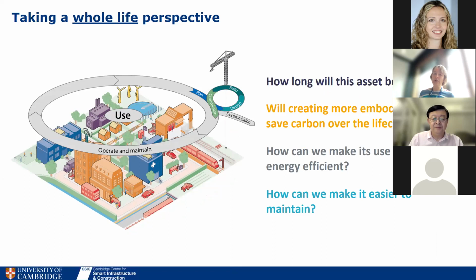If we're building a new asset, should we invest a bit more carbon now to save carbon over the life cycle? Well, that depends on how long the asset will be used for. So if we get that calculation wrong, we can overinvest in carbon. And that's important because carbon remains in the atmosphere for 100 to 200 years. Can we make anything that we're building more energy efficient? How can we make it easier to maintain so that maintenance uses fewer resources and is quicker and easier to do so that we can keep our infrastructure operating at the required level? All of these things are part of our decision-making around infrastructure.